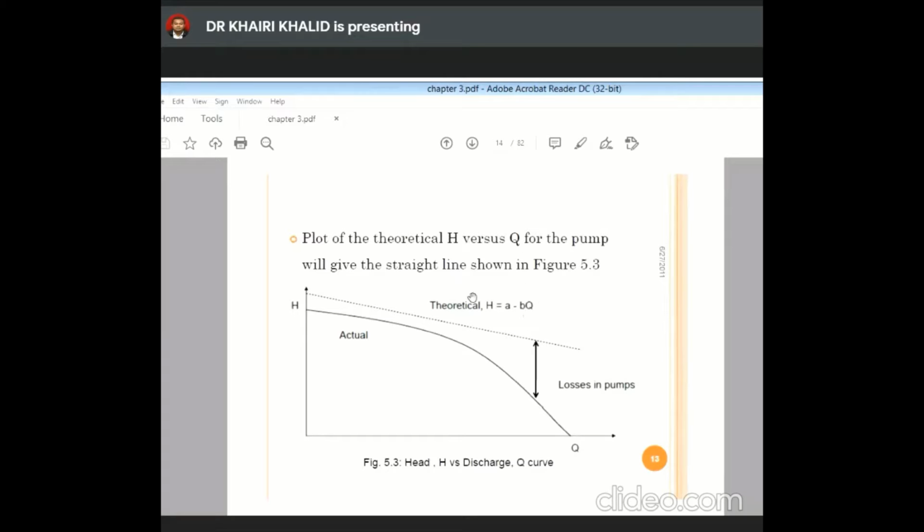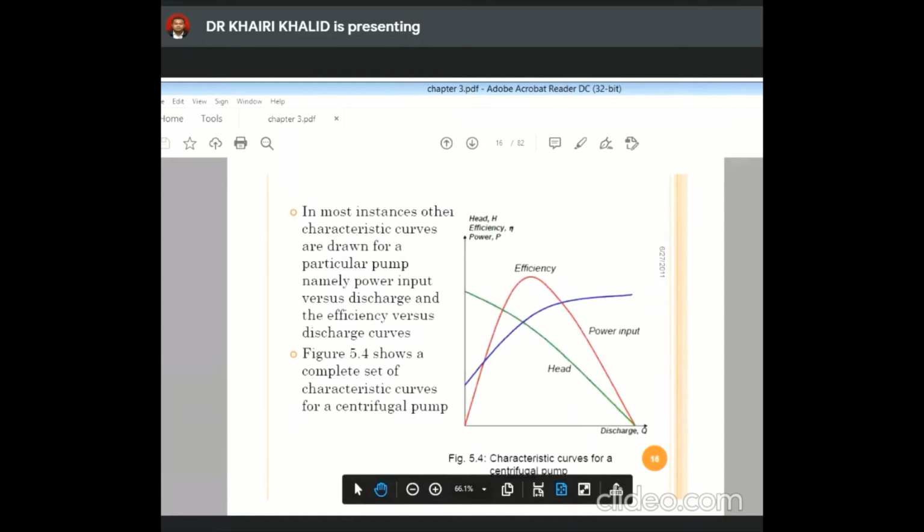I am not going into that one yet. I just want to show you a rough idea first before we go into detail. This is for H over Q. Next, this is the efficiency over Q.